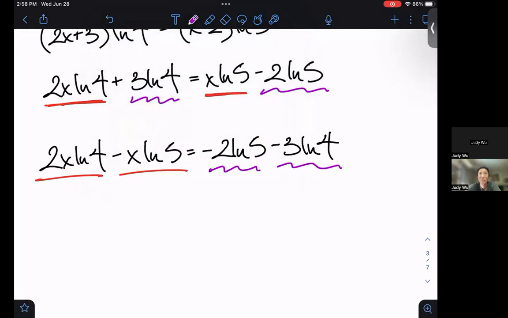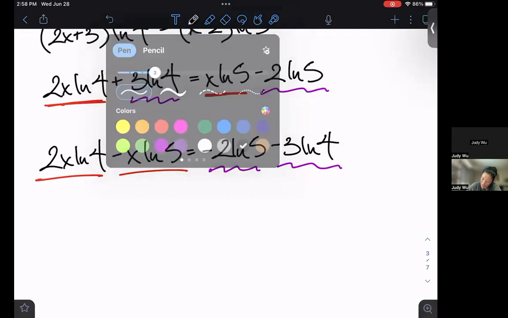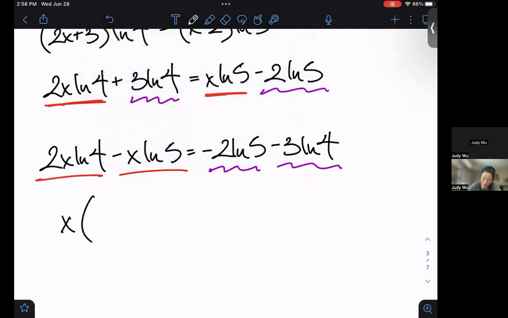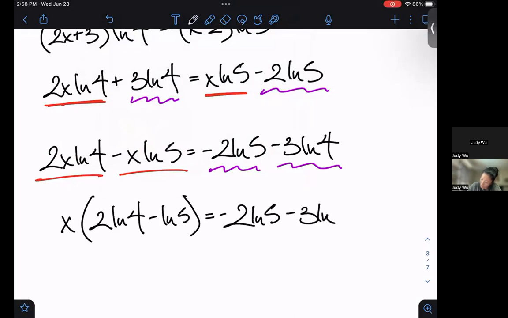The clever trick now is both of my terms in red, they have an x in them. So I can actually factor out the x. Let's see what we have left. x times 2 natural log 4 minus natural log 5 equals, I didn't do anything to this side, so I can leave it the way it is.